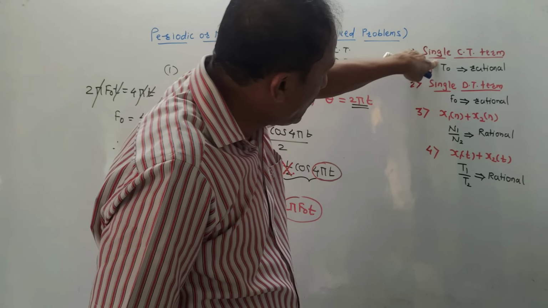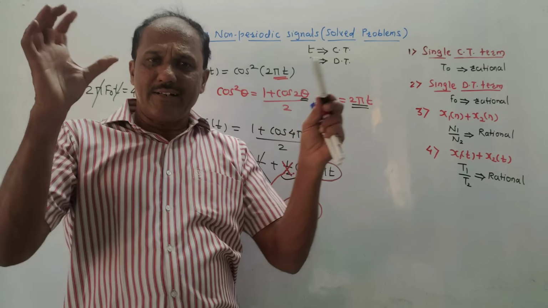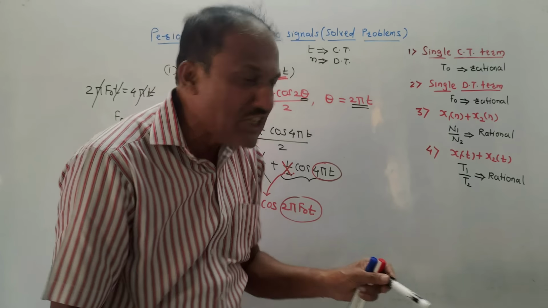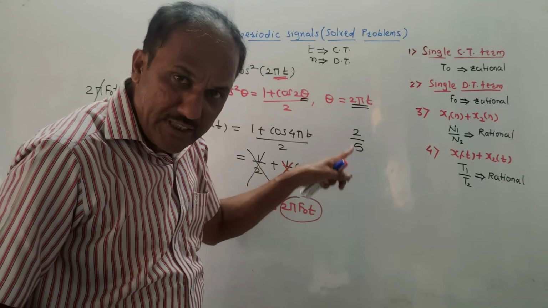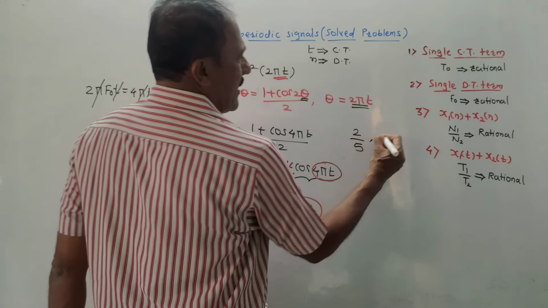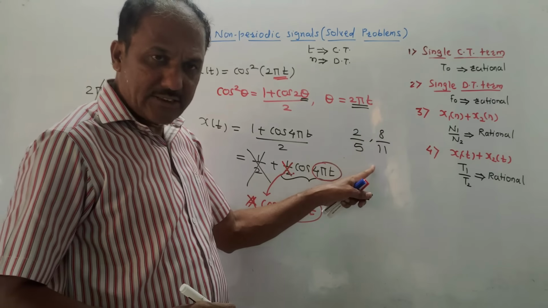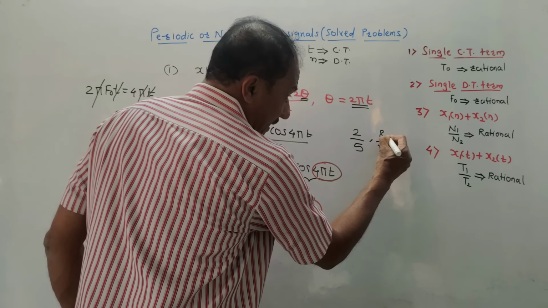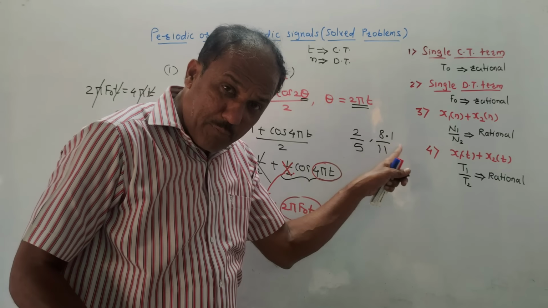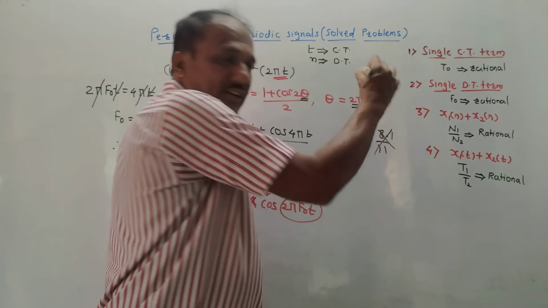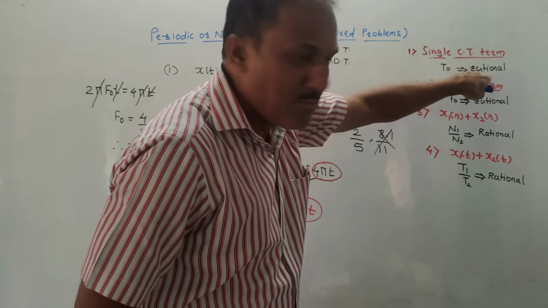Calculate T0. T0 must be a rational number. What is a rational number? The meaning of the word rational is ratio of two integers. For example, if I am getting 2 by 5, it is a ratio of two integers, so it is a rational number. In the same way, if I am getting 8 by 11, again it is a ratio of two integers, so it is a rational number. Instead of this, if I get 8.1 divided by 11, since a decimal point is there, it is not rational, it is a non-rational number. So what is the requirement? For a single CT term, T0 must be rational.